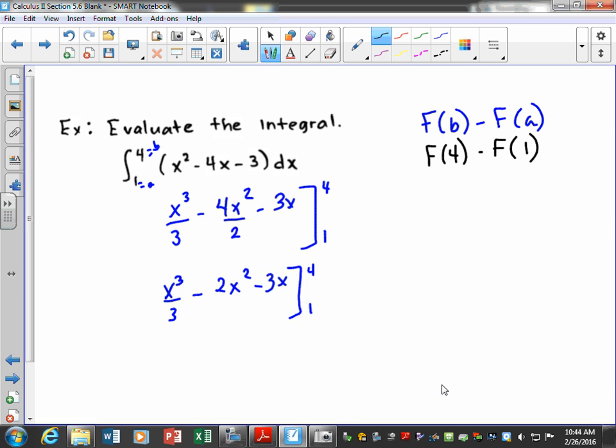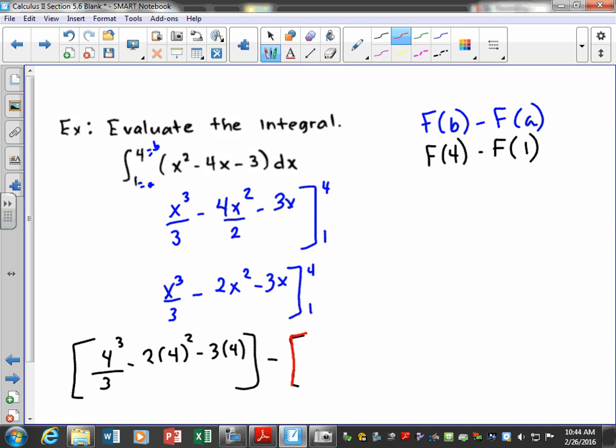So our antiderivative is just this function, and now we want to plug in 4 everywhere that there's an x. So it's 4 cubed minus 2 times 4 squared minus 3 times 4. Okay, that's the first term. And then we want to subtract the second term, which I'll do in red. This is our f of a term. So everywhere there's an x, we want to put 1. So it'd be 1 cubed minus 2 times 1 squared minus 3 times 1.